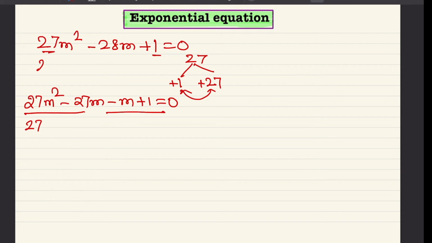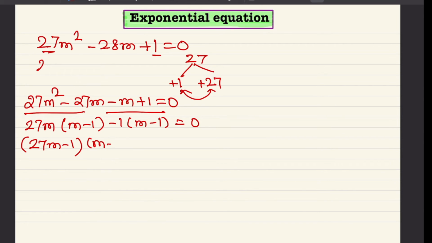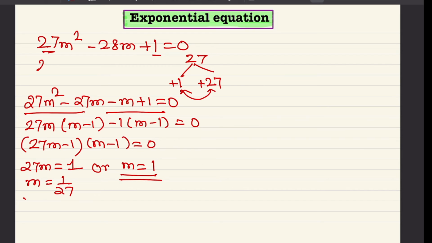Resolving the factors, taking 27m as common: m minus 1, minus 1, m minus 1 will give you 0. So (27m minus 1) and (m minus 1) equal to 0, which gives you 27m equal to 1, m equal to 1 by 27, or m equal to 1. Thus we have two values of m: m equal to 1 by 27 and m equal to 1.